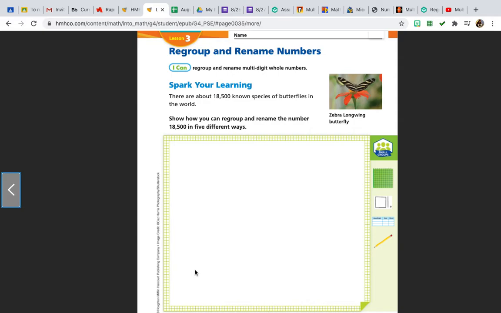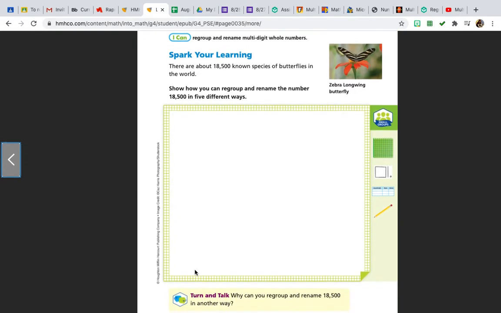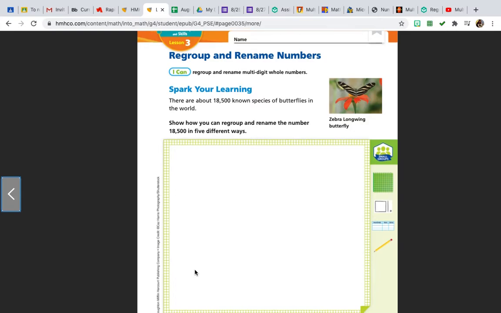Hey guys, today we are going to be working in the workbook on page 15, 16, and 17. So make sure you have your math workbook where you can take notes and a pencil or a pen. So we're on page 15 in the math workbook and we're doing lesson 3 from module 1.